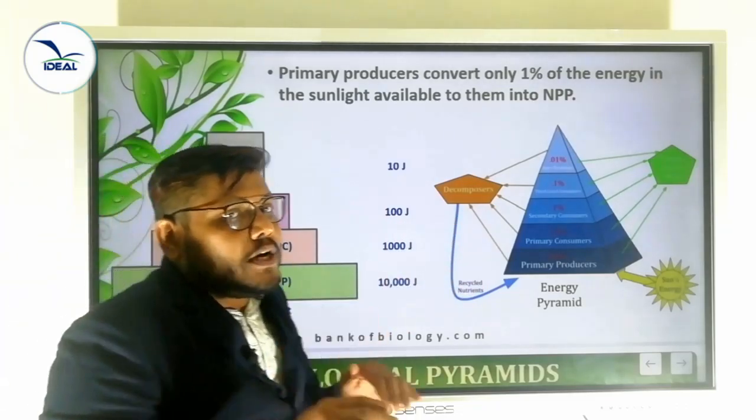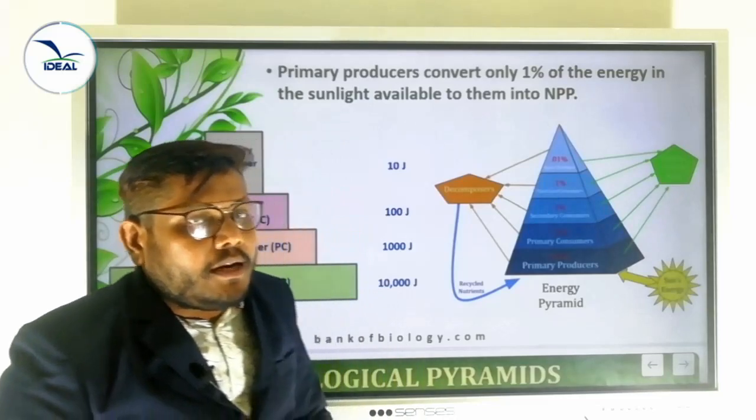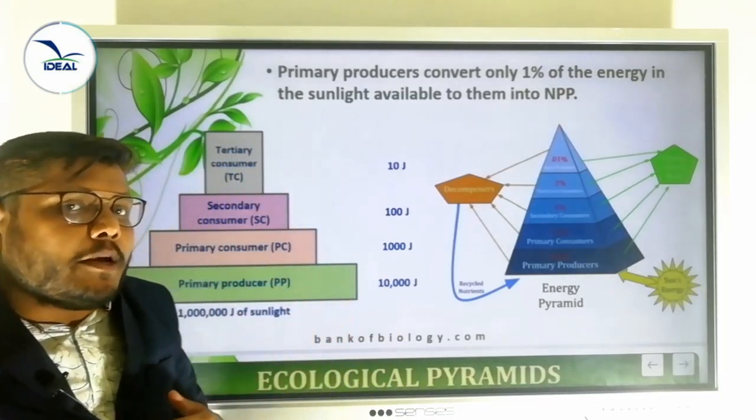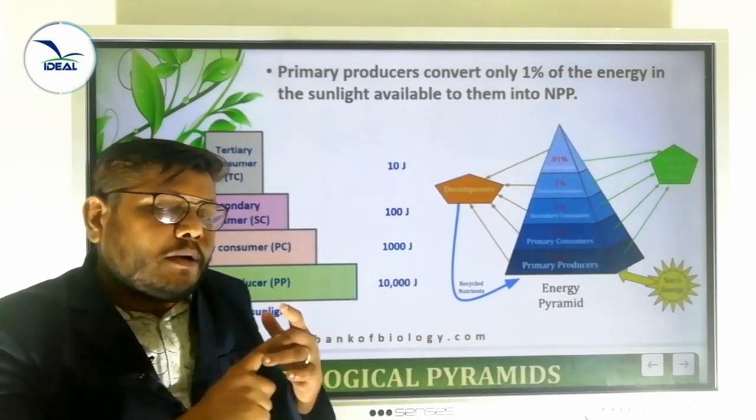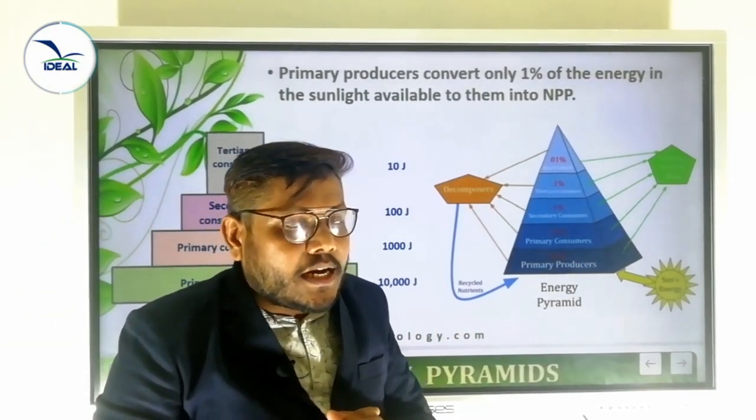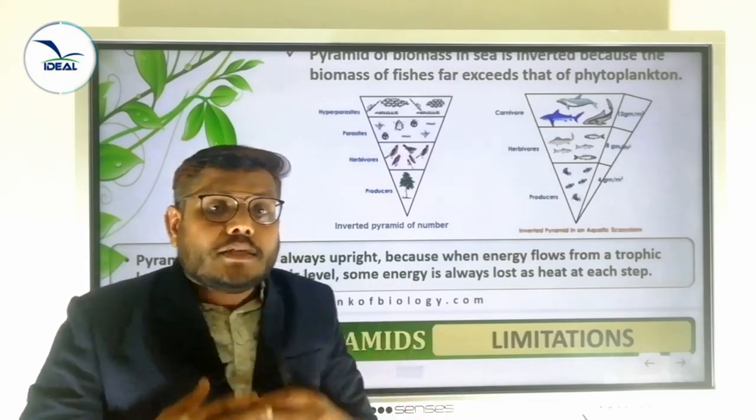These are the three different types of pyramid. So what are the pyramids? Ecological pyramids. One is the pyramid of number, another is the pyramid of biomass, and another is the pyramid of energy. Is it clear? Next one, limitations of ecological pyramid.